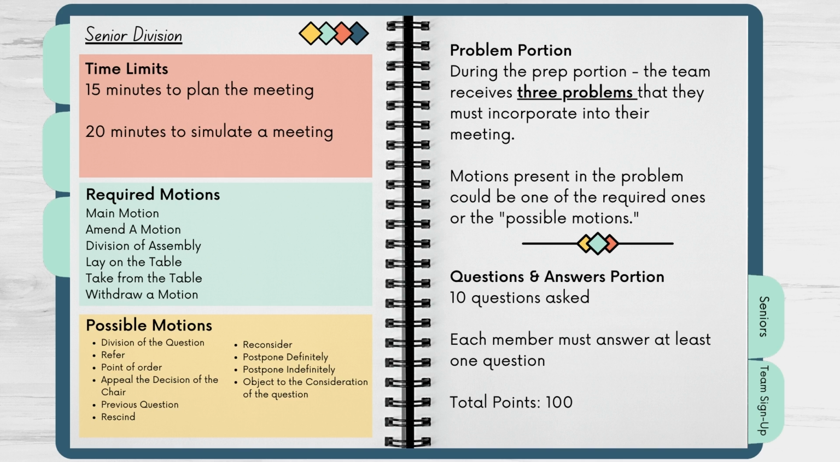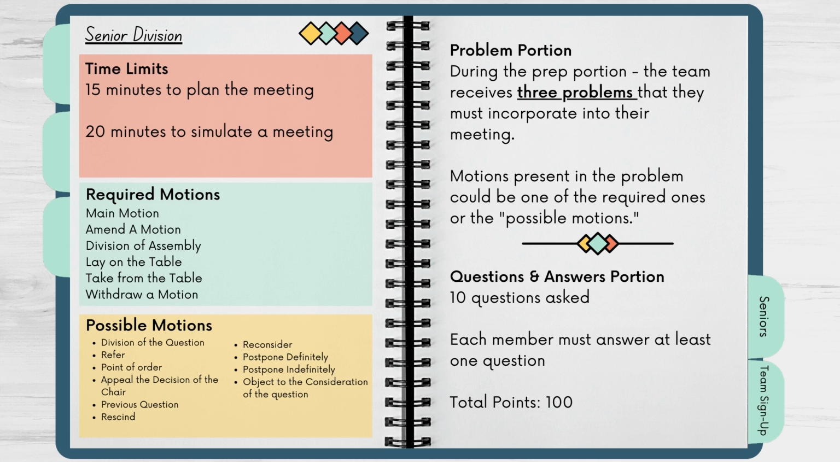So now on to the senior division. There are some really big differences between the junior division and the senior division. So for the seniors, they have 15 minutes to plan their meeting and 20 minutes to simulate the meeting. Okay, so they'll have those 15 minutes again, just like the juniors. They'll receive their problems, work through planning out their agenda, all of that.